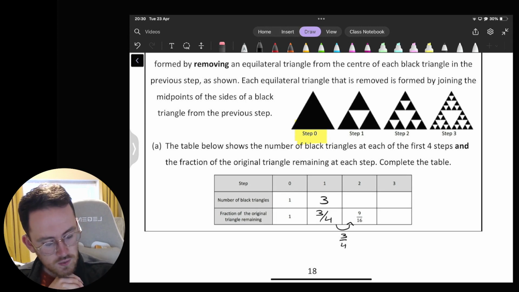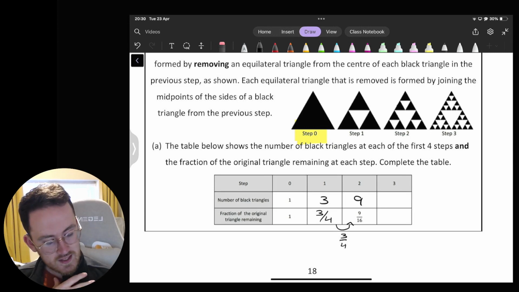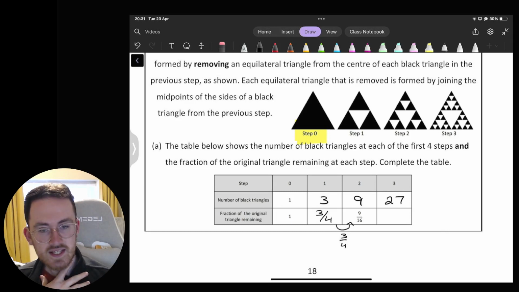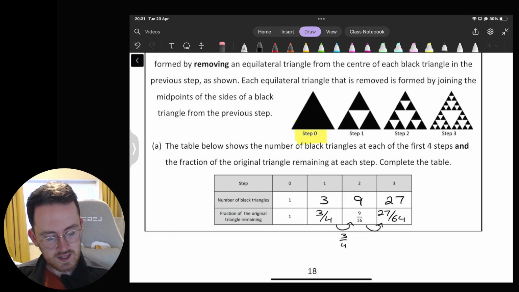So in step 2, we can even count how many black there are. So 1, 2, 3, 4, 5, 6, 7, 8, 9. So 9 black triangles and 9/16 remaining. In step 3, if we were to count them up, we get 27 black triangles, and there's 27 out of 64 remaining. So that is another multiplication of 3/4. Okay, so ideally with these sort of table ones, if you can spot the pattern that's happening here, it's going to save you a little bit of counting, if nothing else.